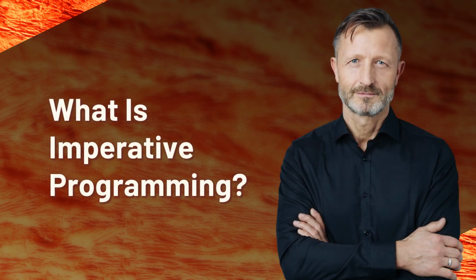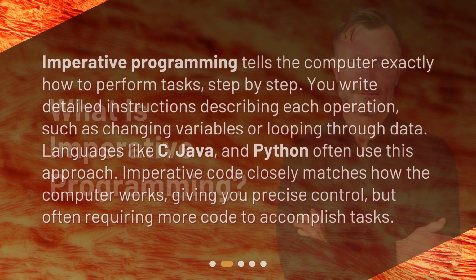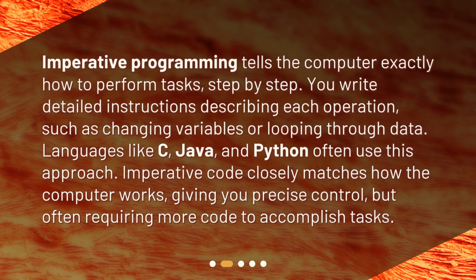What is imperative programming? Imperative programming tells the computer exactly how to perform tasks, step by step. You write detailed instructions describing each operation, such as changing variables or looping through data. Languages like C, Java, and Python often use this approach. Imperative code closely matches how the computer works, giving you precise control, but often requiring more code to accomplish tasks.